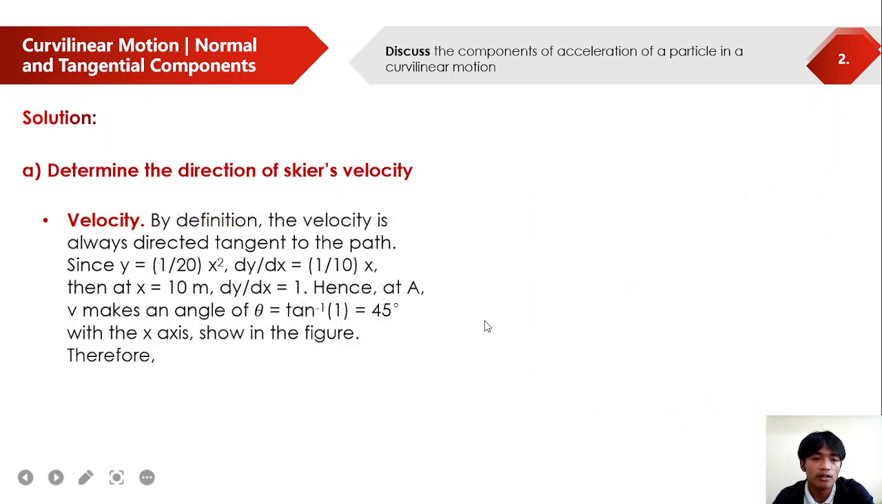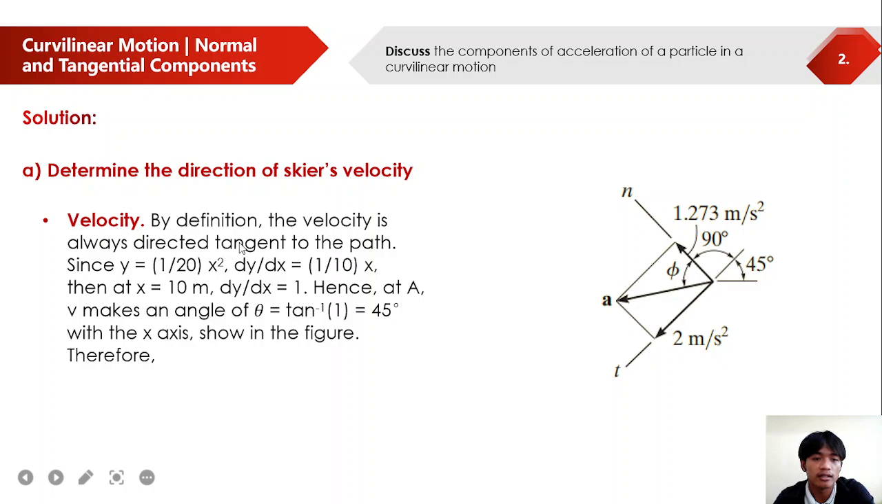No? By the definition, the velocity is always directed tangent to the path. Since y is equals to 1 over 20 x squared, dy over dx is 1 over 10 x. Then at x is equals to 10 meters, your dy over dx will be equal to 1 since 1 times 10 over 10 is 1. Okay? Hence, at A, velocity makes an angle of theta is equals to arc tangent 1, which is equals to 45 degrees. Ayan. Diba? So, with x-axis shown in the figure. Therefore, the direction of the velocity is 45 degrees below the horizontal.